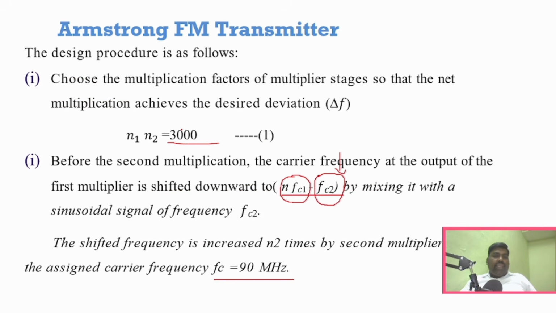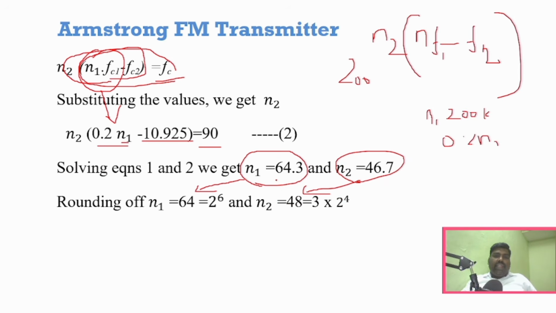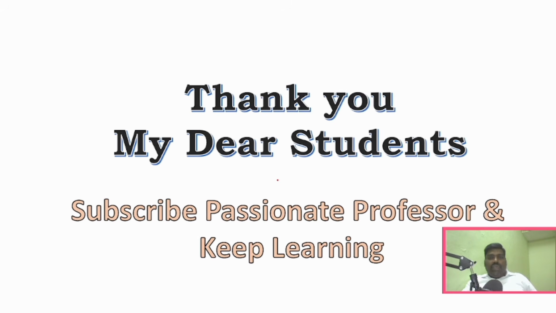And after the multiplication factor, we know the mixer operation, that is, the first multiplier into the original carrier frequency minus the second carrier frequency. And from that equation, we obtain N1 and N2. So today, what we have seen is the FM transmitter by the indirect method, the Armstrong method of indirectly generating and transmitting the FM wave.